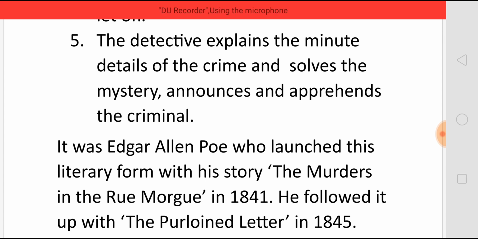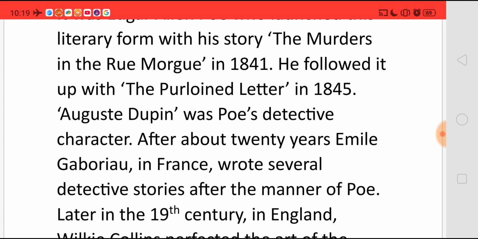It was Edgar Allan Poe who launched this literary form with the story The Murders in the Rue Morgue in 1841. He followed it up with The Purloined Letter in 1845. Auguste Dupin was Poe's detective character. After about 20 years, Emile Gaboriau in France wrote several detective stories after the manner of Poe.